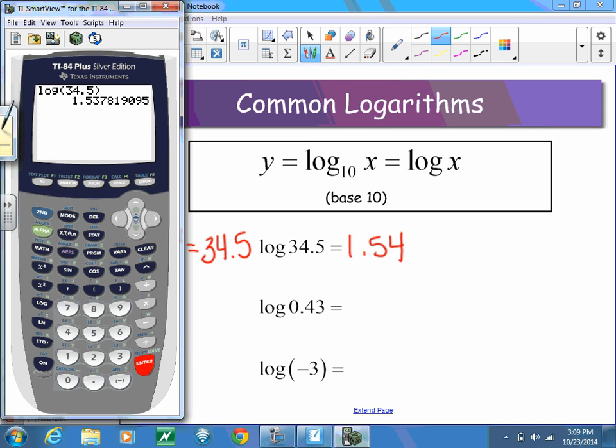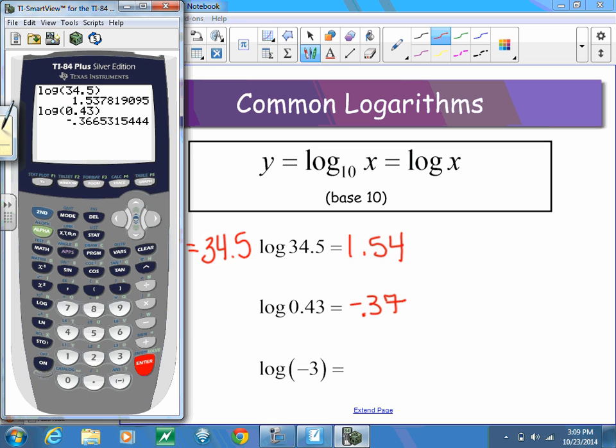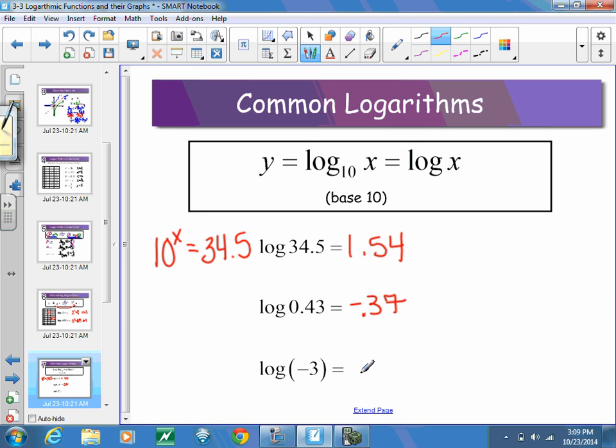If I wanted to take the log of 0.43, we end up with negative 0.37. And then if I take the log of negative 3, I get an error. It says non-real answer. Well, why is that? Why do I not get an answer for the logarithm of negative 3?